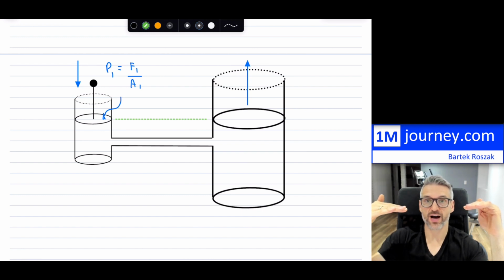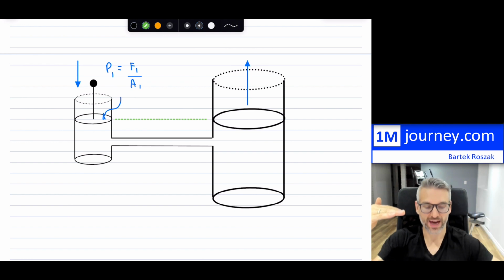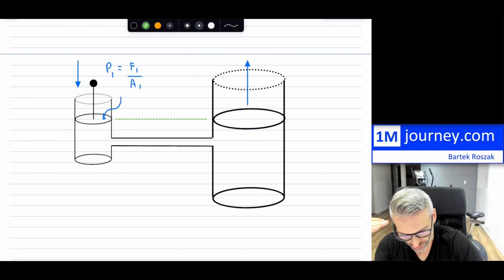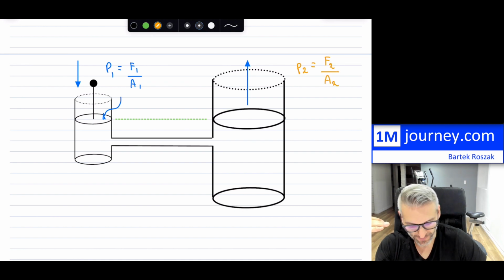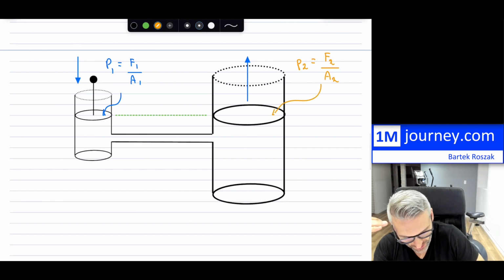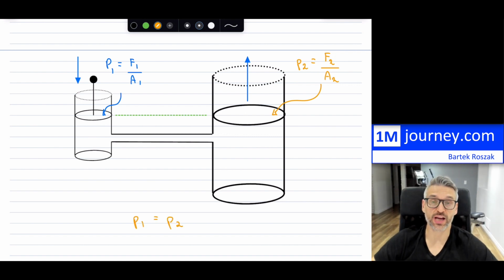But if we pressed down with this P1, so on the left-hand side, pressure 1, then we would know that pressure number 2, the pressure that we would have on the opposite side, would be equal to the force number 2 divided by the area number 2 over there. So what this is saying is that pressure 1 would equal pressure 2 because the pressure change is undiminished throughout.